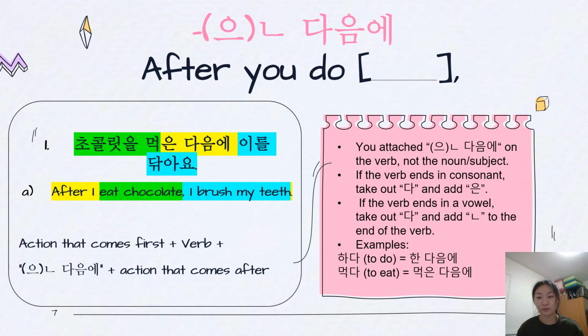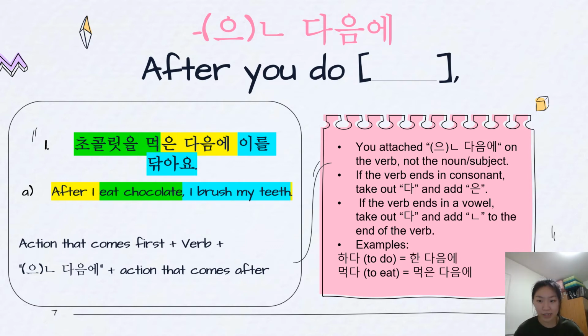There is a special rule for this, however. If the verb ends in a consonant, you have to take out 다 and add 은. If the verb ends in a vowel, you have to take out 다 and add 니은 to the end of the verb. Let's look at our example. If you want to say after you do something, you would say 한 다음에 because it ends with a vowel.